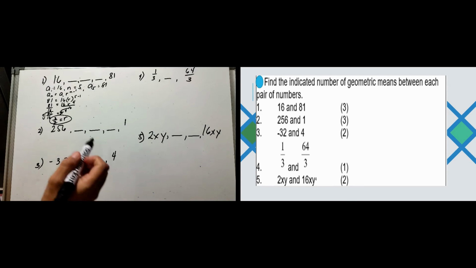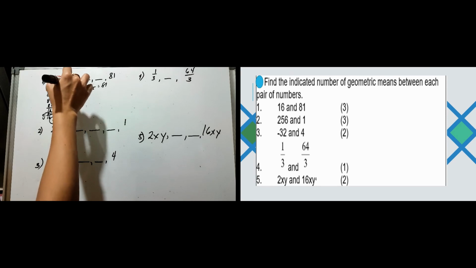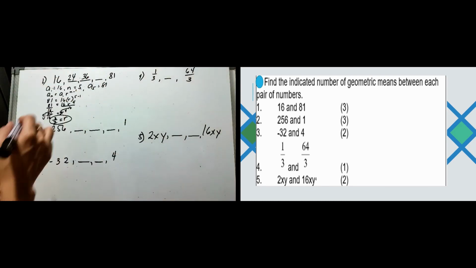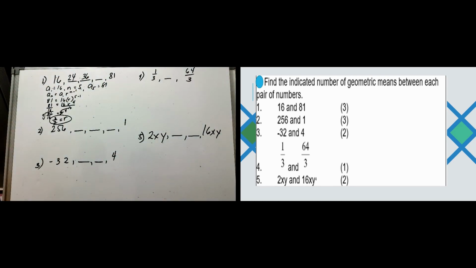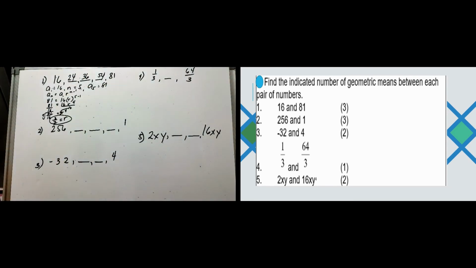Okay, so 16 times 3 divided by 2 is 24. 24 times 3 divided by 2 is 36. 36 times 3 divided by 2, so we have 54. So, those are the geometric means of number 1.